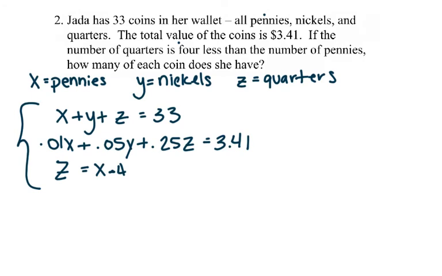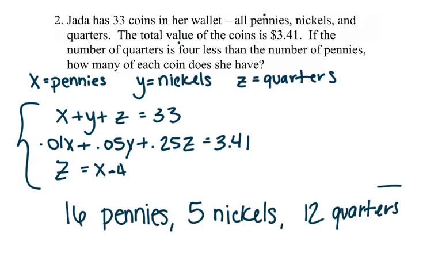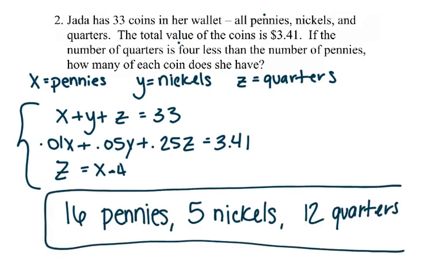And I want you to go ahead and try and solve this. 1, 2, 3. Alright, so here's what you should get. 16 pennies, 5 nickels, and 12 quarters. Alright, this is a super hard lesson, and I'm only teaching it to you because you are in Math 2 Honors. If this were a standard class, I wouldn't even bother, but I want you to be aware of how to do it. So go try your assignment.